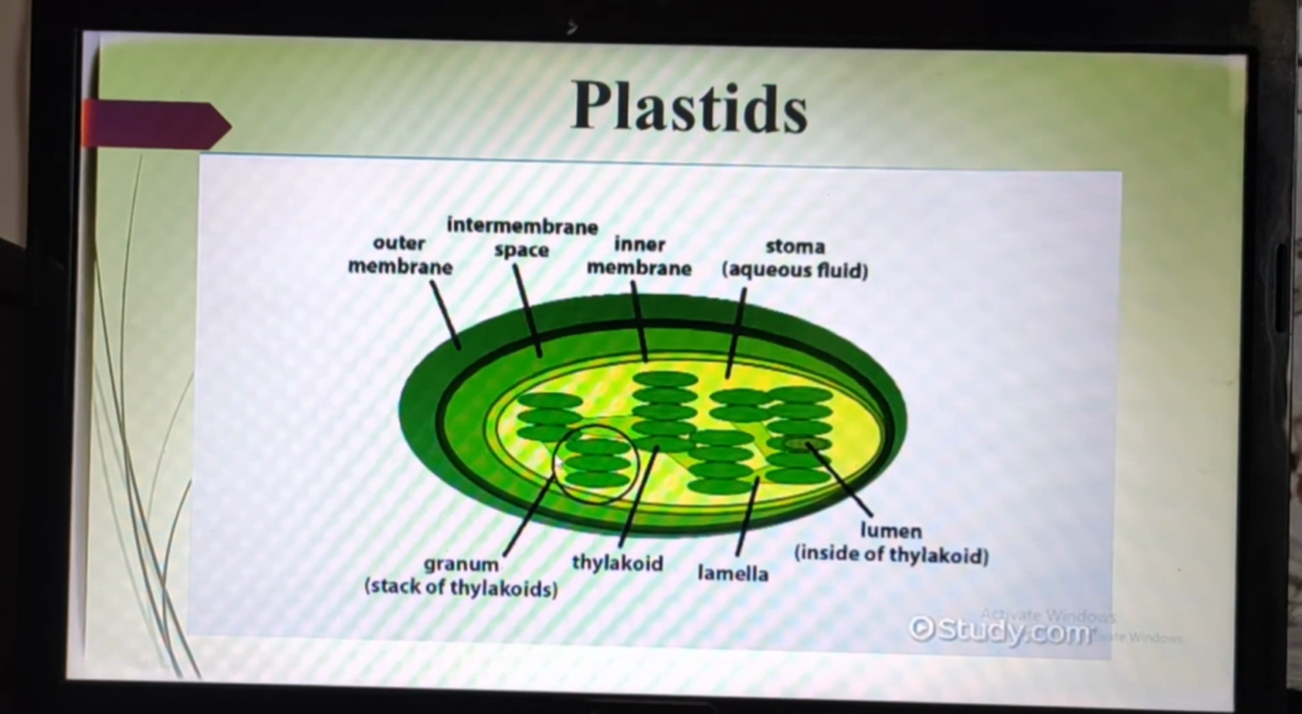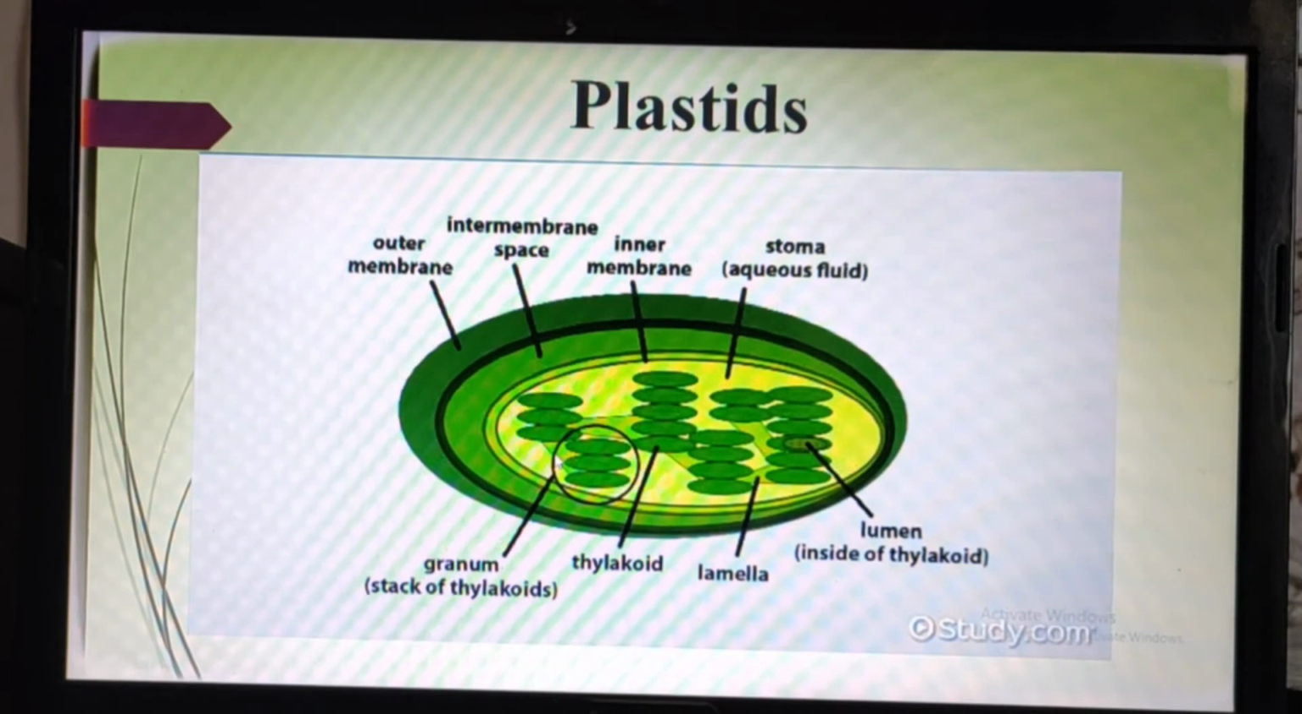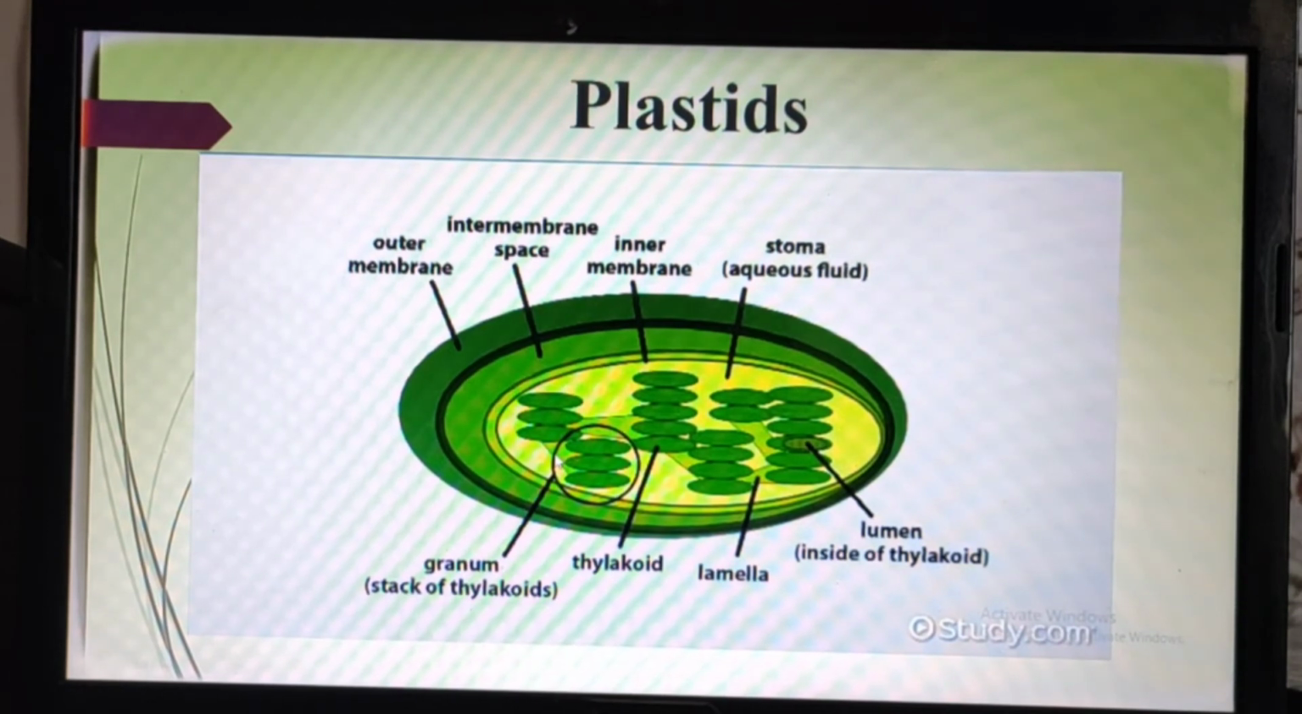This leucoplast doesn't contain any pigment. It is pigmentless, but it has various shapes and various sizes, and it has a main function, that is, it stores nutrients. In the leucoplast various nutrients are stored. Okay, now we will see the chromoplast.